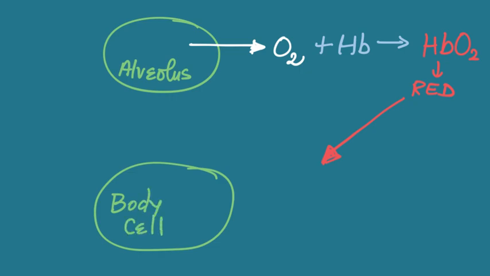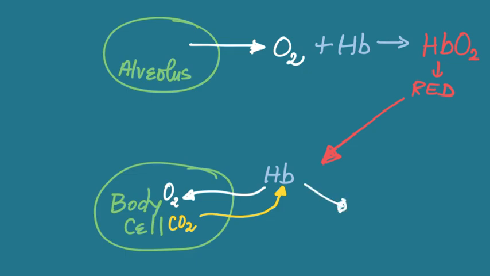In the body cell, the hemoglobin releases the oxygen, so it becomes blue again, and the oxygen is released into the body cell. So there's your oxygen going into the body cell to help with cellular respiration. In the body cell, the carbon dioxide that's released from the cellular respiration comes out of the body cell, and it combines with hemoglobin, and the hemoglobin becomes carbaminohemoglobin. So hemoglobin has the ability to bind both oxygen and carbon dioxide. It only binds with carbon dioxide after it has dropped off the oxygen.